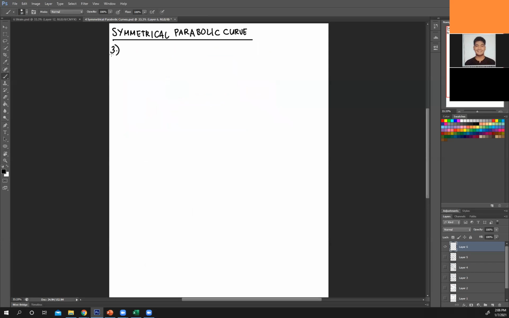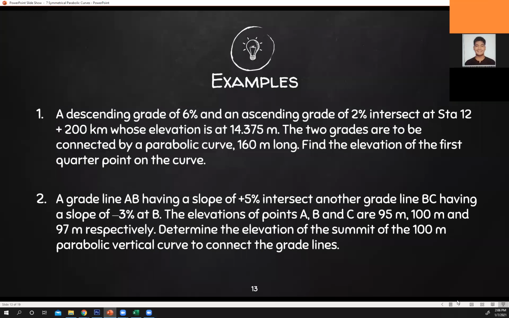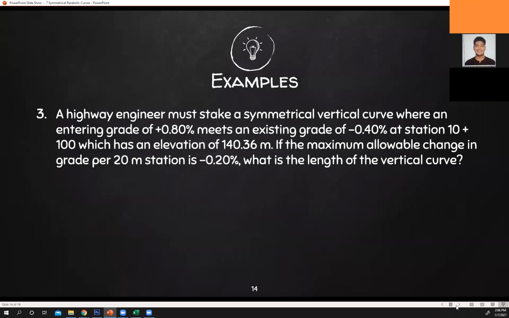Number 3 is very easy. A highway engineer must take a symmetrical vertical curve where an entering grade of 0.80% meets an existing grade of 0.40% at station 10 plus 100, which has an elevation of 140.36. If the maximum allowable change in grade per 20-meter station is negative 0.20, what is the length of the vertical curve? So we only need length.